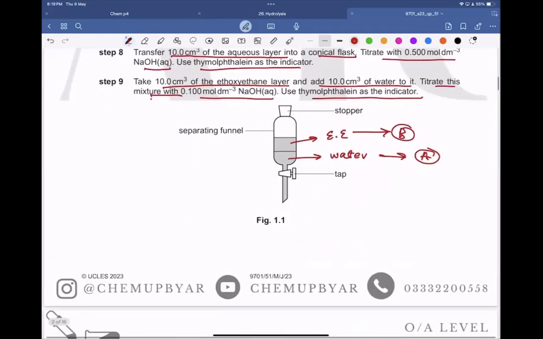Okay. So the thing is that as this is the neutralization reaction, and for a neutralization reaction, the acid must have hydrogen ions in it. In ethoxyethane, the acid doesn't produce hydrogen ions. So it needs to be dissolved in water before it reacts with the base, before the titration.